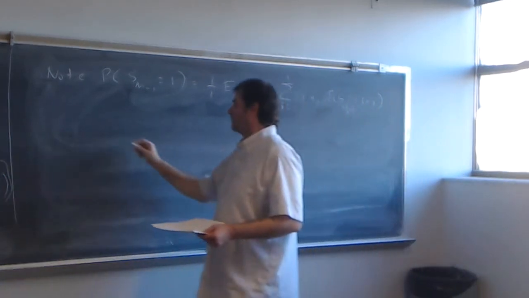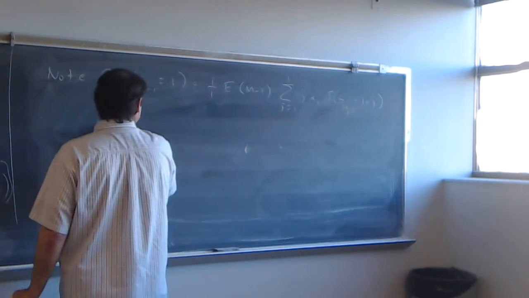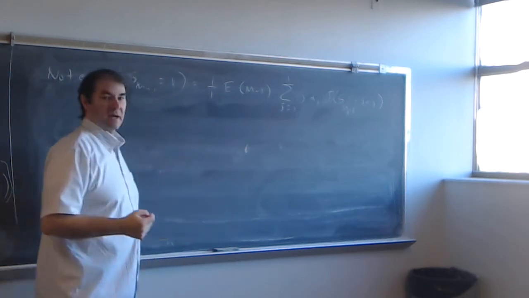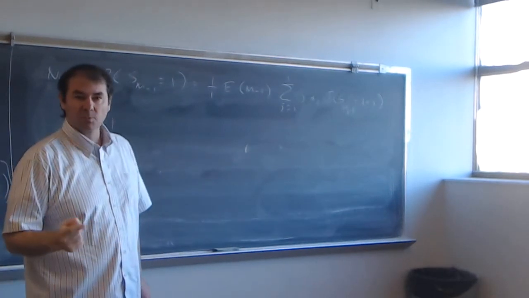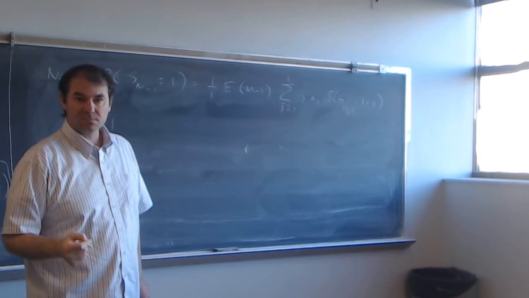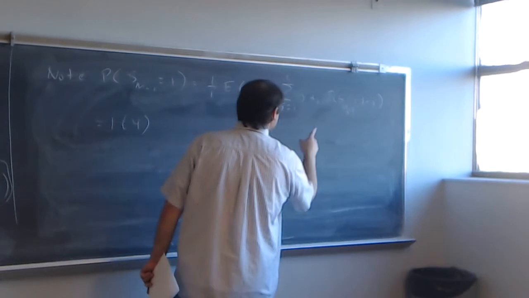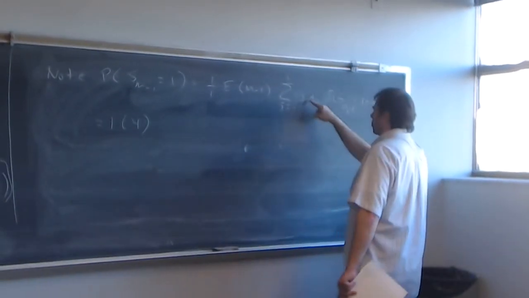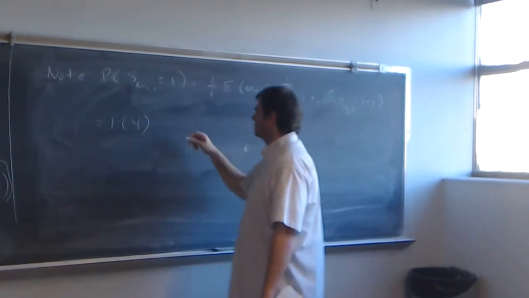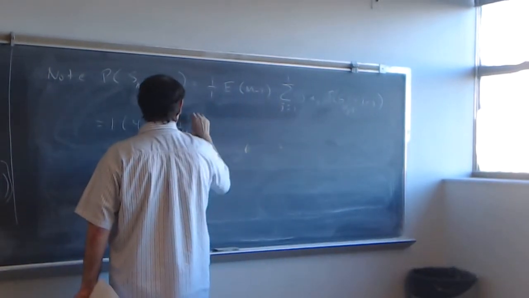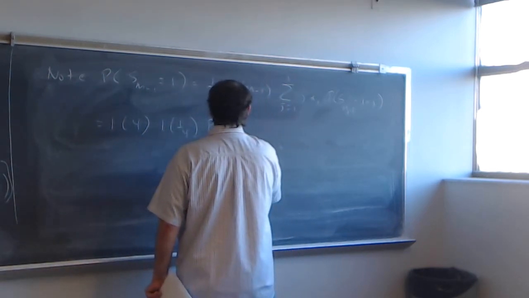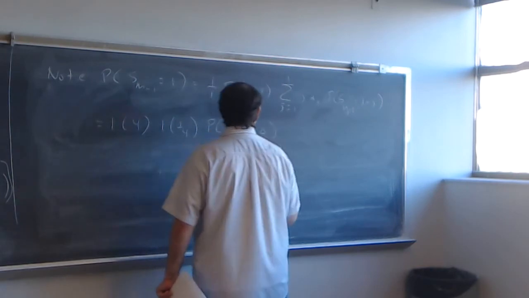Okay, so what is this equal to? This is equal to 1, and what's the expected value of m minus 1? Well, m minus 1 was going to be Poisson with parameter lambda, and this problem has 4, so 1 times 4. And then this sum only has one term in it. It's 1 times 1/4. And the probability that S sub m sub 1 minus 1 is equal to 0.